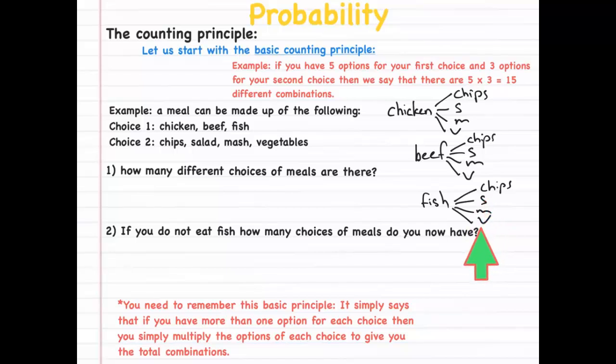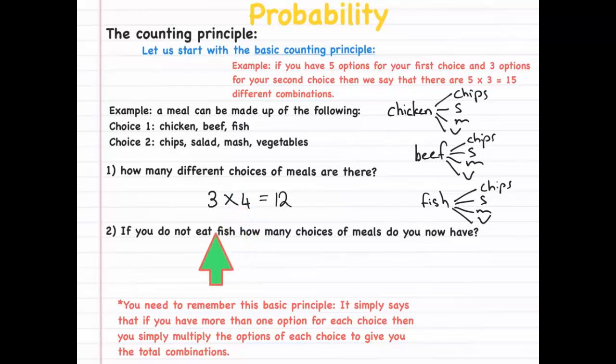different combinations. Now it takes a long time to write it out like this, and that is why we have the basic counting principle. It basically says that if for your first choice you have 3 options, you simply take those 3 options and you multiply it with the 4 options in your second choice. Okay, so 3 times 4, that gives us 12 different combinations. Easy, right? So how many different choices of meals are there? 12. We take the 3 options in our first choice and we multiply it by the options in our second choice.